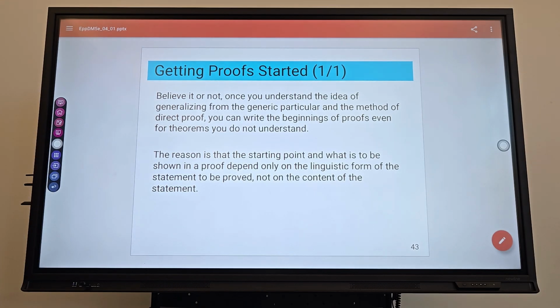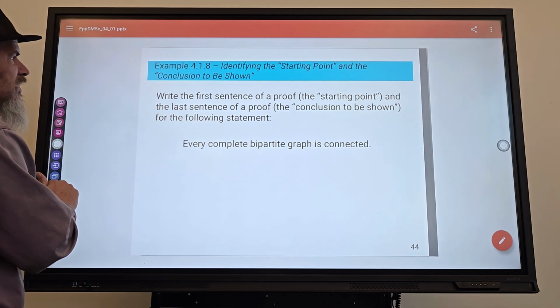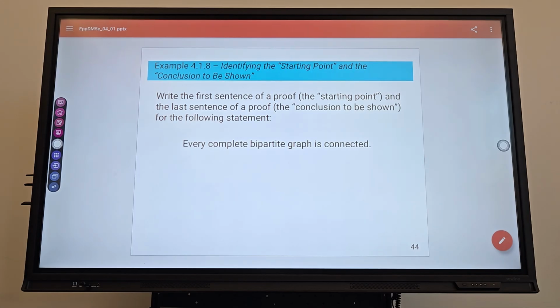Believe it or not, once you understand the idea of generalizing from the generic particular and the method of direct proof, you can write the beginnings of proofs even for theorems you do not understand. The reason is that the starting point and what is to be shown in a proof depend only on the linguistic form of the statement to be proved, not the content of the statement. Write the first sentence of a proof, the starting point, and the last sentence, the conclusion. Every complete bipartite graph is connected.